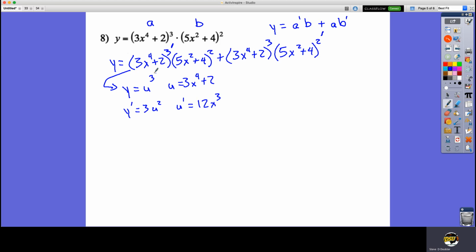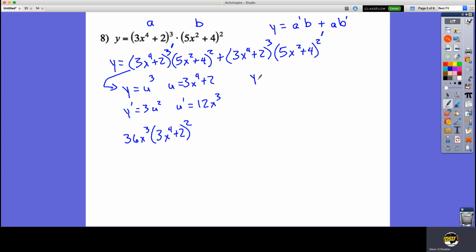The derivative of that first set then is 36x cubed times u squared. Well, u squared was this 3x to the fourth plus 2. So this that we just found, 36x cubed times this expression, goes in for our derivative part of the first one. All right, so then we got to find the derivative of the last one.